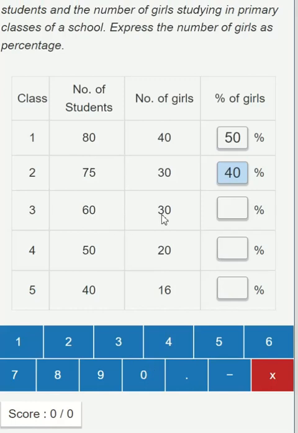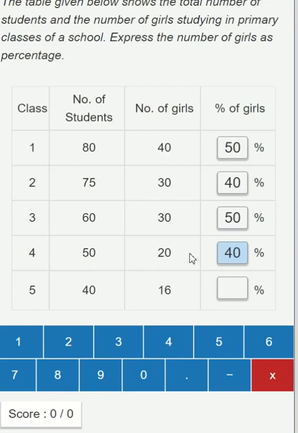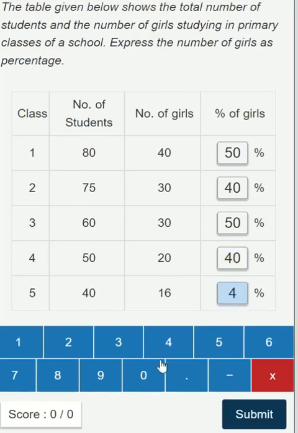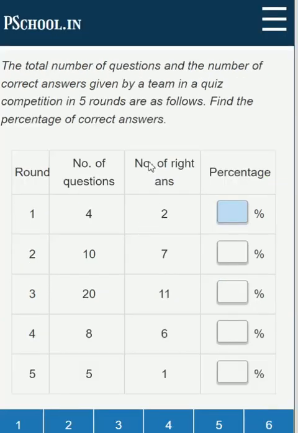Here again number of girls is 30 and total students 60. So girl students are half in number. So percentage is 50. Number of girls 20, total students 50. So 20 by 50 is 2 by 5, nothing but 40. 16 by 40, the common factor is 8. So we get 2 by 5, which is again 40%. We have got all correct. Let's move on to the next question.